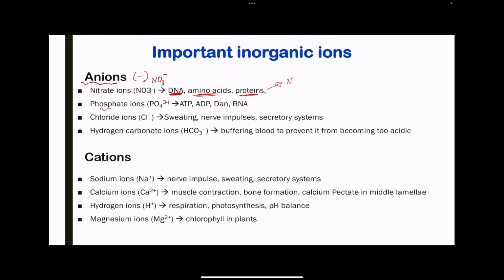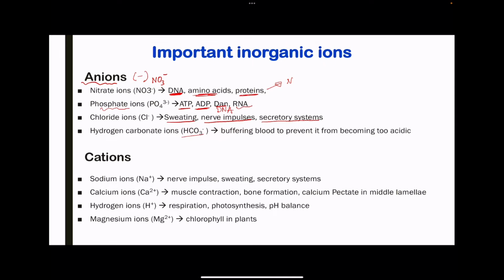Then when we go to phosphate ion, you guys know it's going to be used in ATP formation of ADP. This is DNA, formation of DNA, as well as RNA, and so many more. All of them have a phosphate group. Then chloride ions are used. Of course, sweat contains chloride. Transmission of nerve impulses requires chloride ions, and some other secretions also require chloride ions.